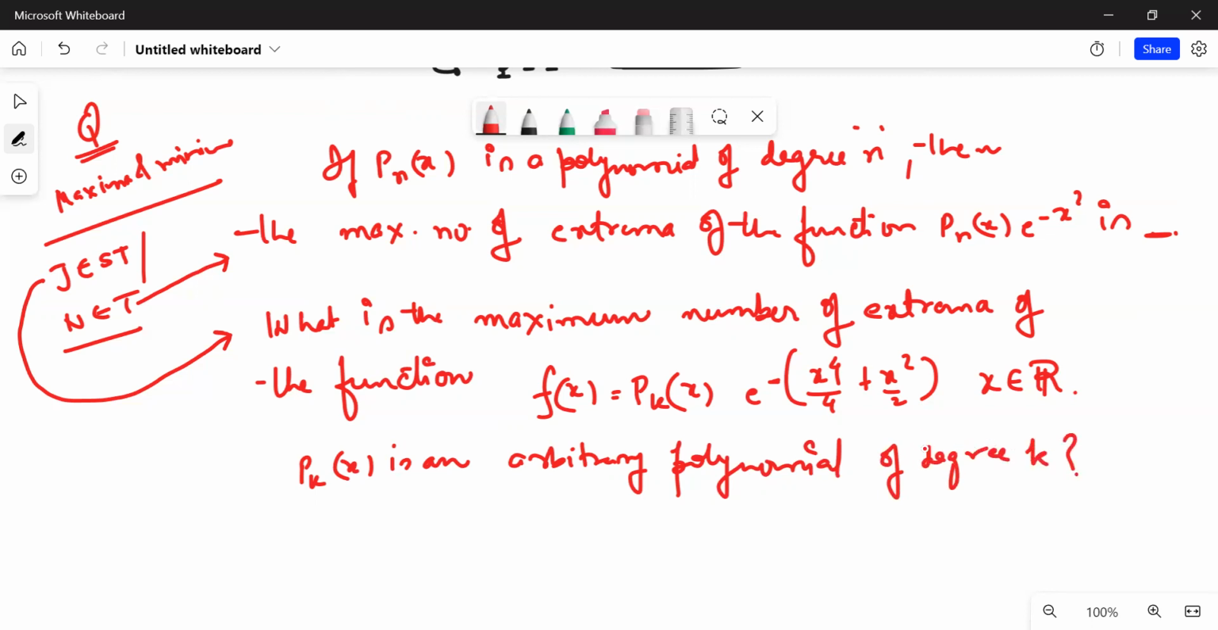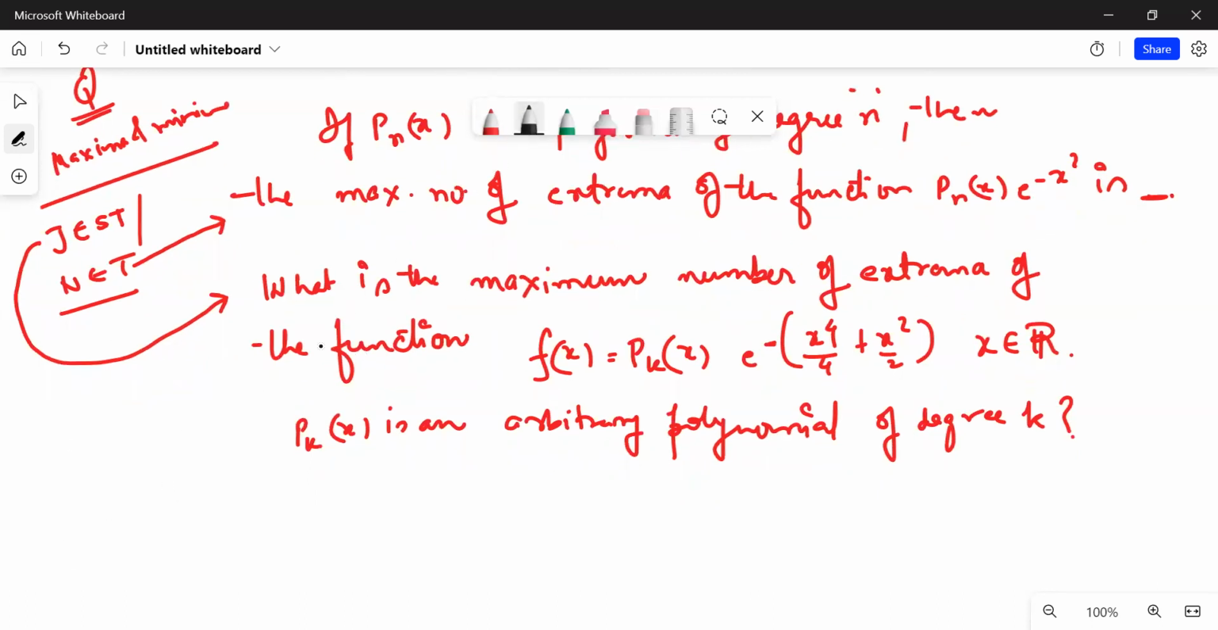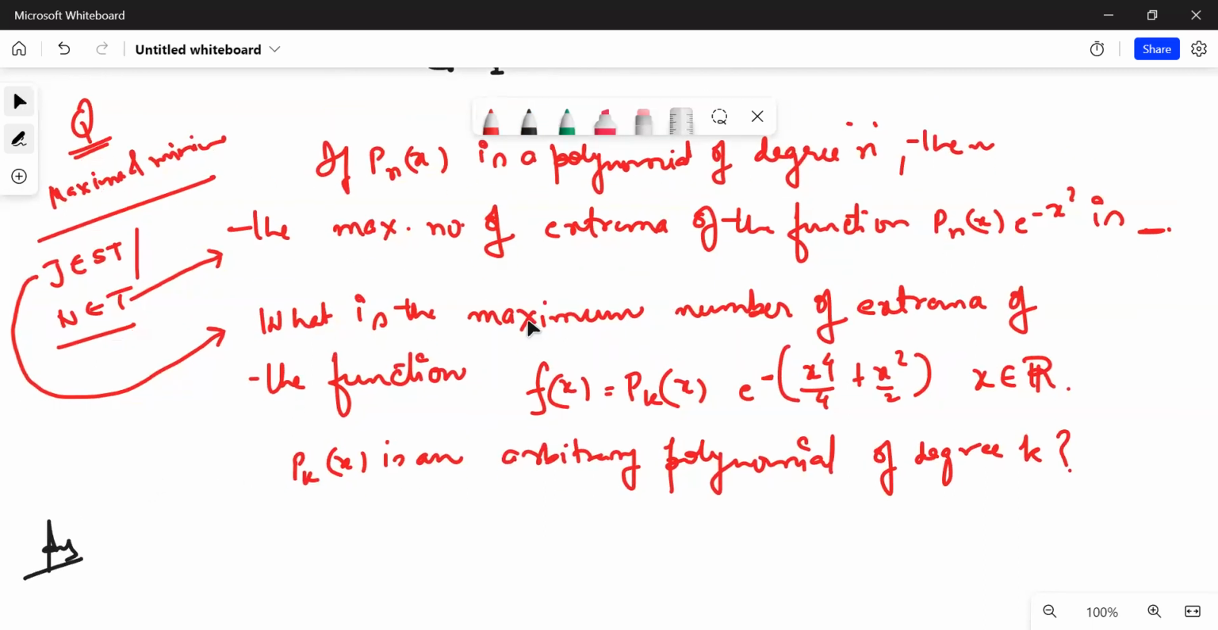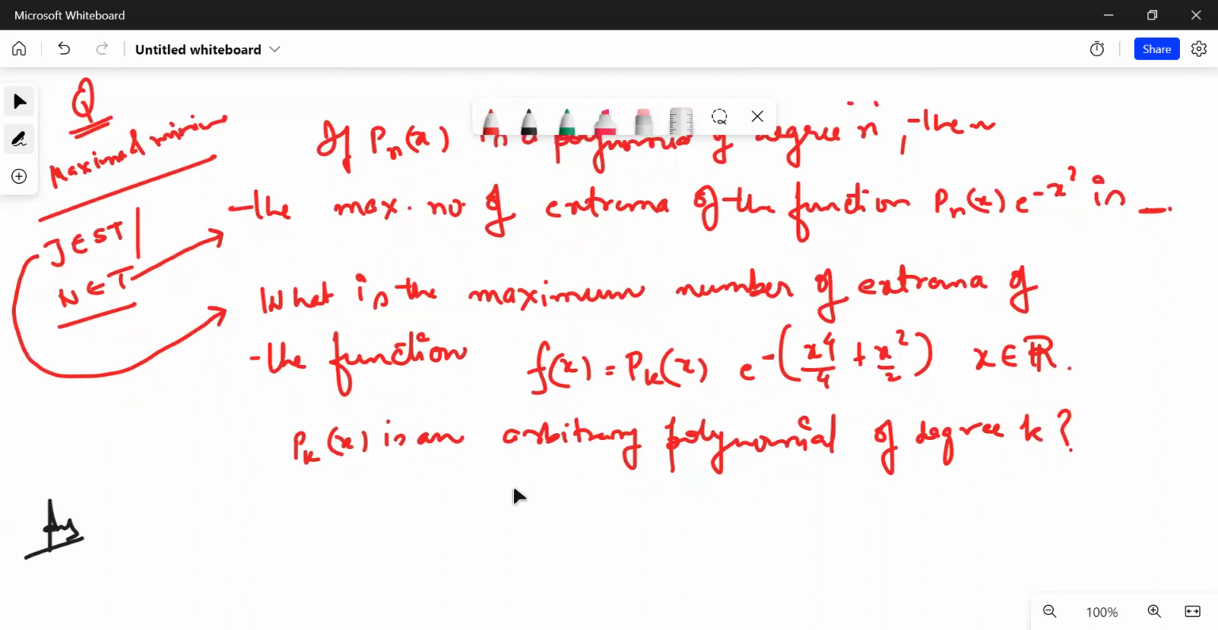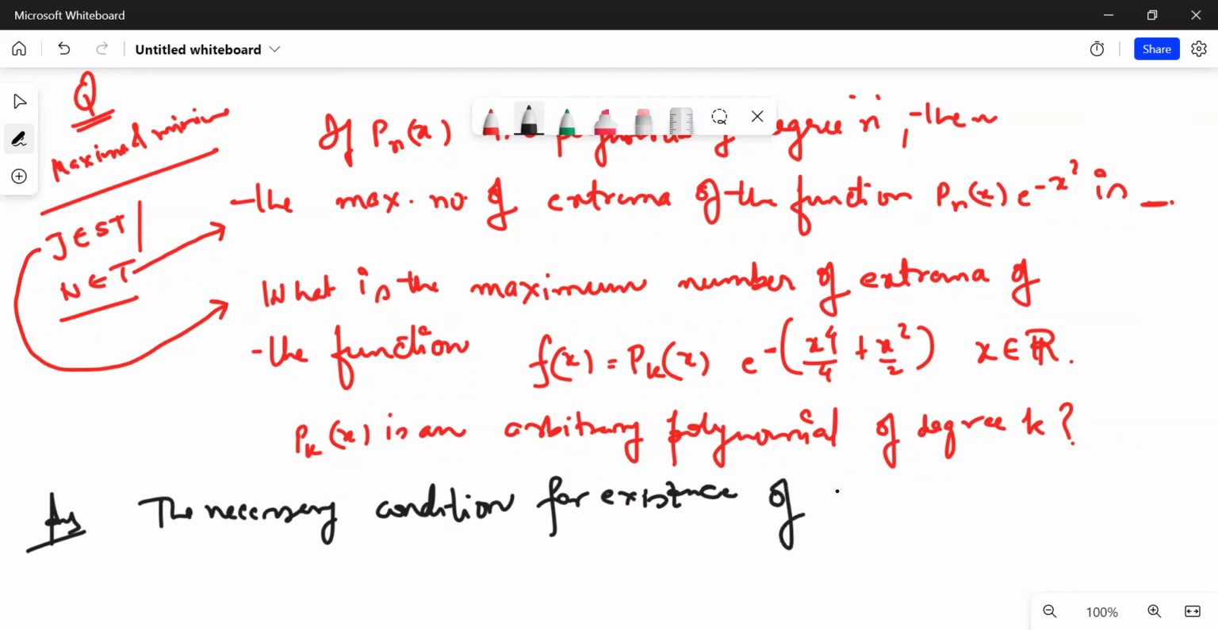Okay. So how to go about it? कैसे करें इसको? पहले वाला क्वेश्चन पहले पकड़ते हैं. So question says that if Pn(x) is a polynomial of degree n, then the maximum number of extrema of this function. So in any case, this is a continuous as well as differentiable function. So the necessary condition for existence of extrema, that is minimum or maximum, is what? That your f dash x naught must be equal to 0.